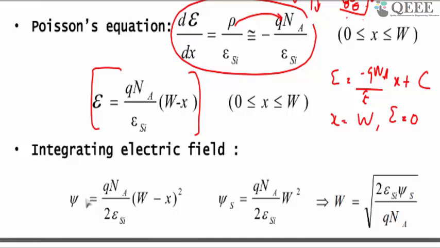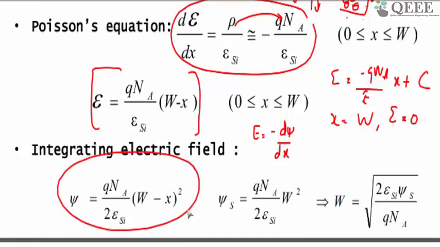you can calculate the electrostatic potential, because the field and potential are related. Field is nothing but d psi by dx, right? So you can do one more integration, and then you can find the potential. If you know x equal to w, you can find the surface band bending.